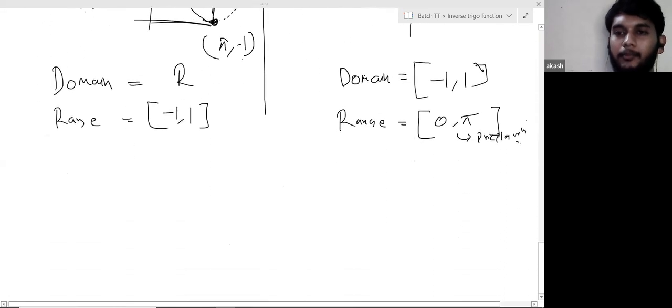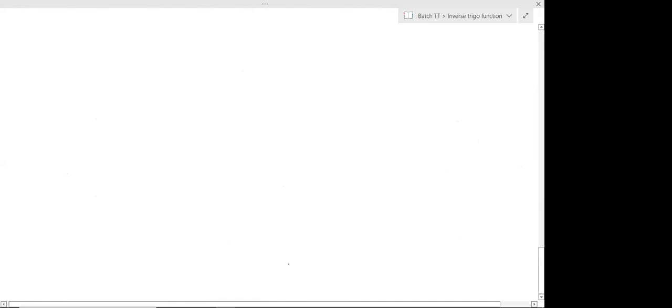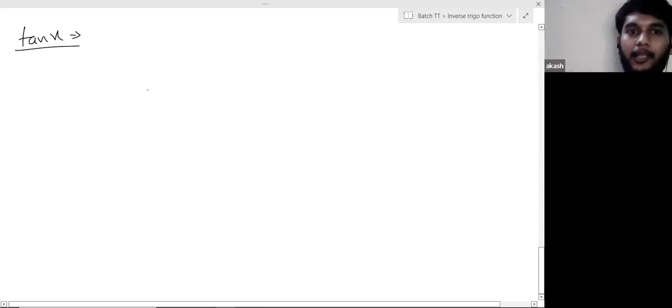See, the most difficult thing in this chapter is graphs. After that, everything is easy. I understood that if I understand a graph clearly, I can solve any numerical. Absolutely right.